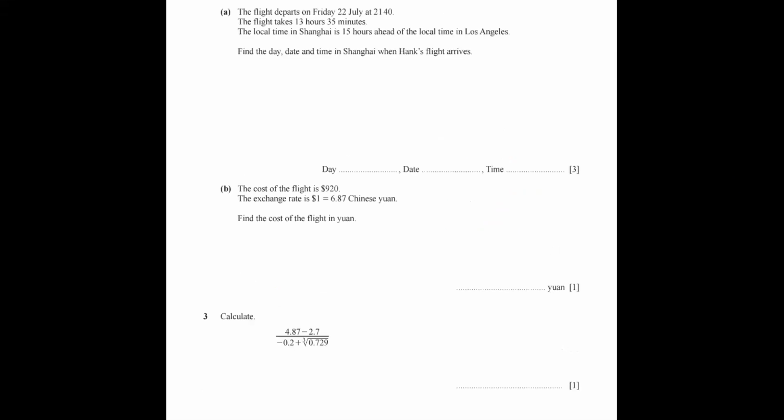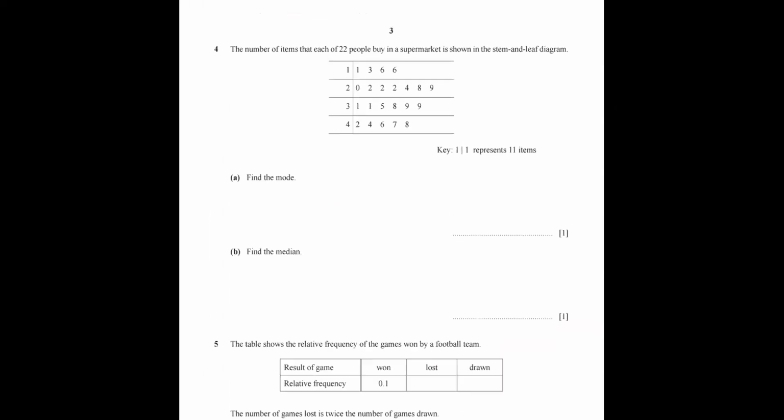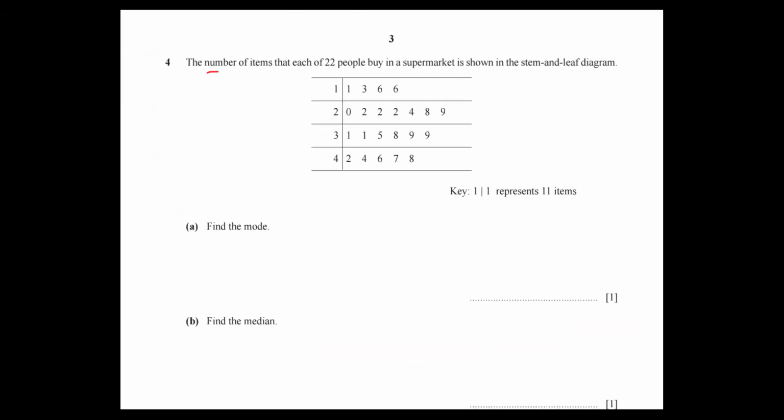Let's talk about the next page. Question number 4 we have here. The number of items bought by 22 people at a supermarket is shown in a stem and leaf diagram. 1|1 represents 11 items. Find the mode. What is the mode called? Maximum repeating number. This 1 means 11, and then 1 3 means 13. So 11, 13, 16, 16. I'll explain again: this is called 11, and this 3 from here gives you 13. From here 1 and 6 gives you 16, and so on.